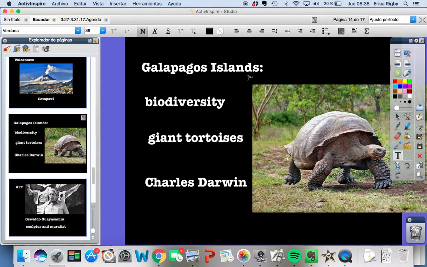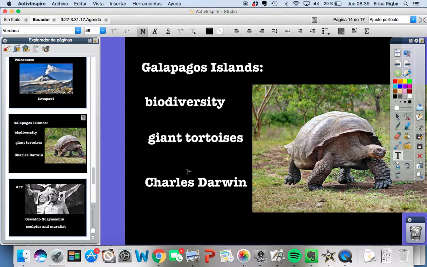The Galapagos Islands are located off the coast of Ecuador. They are a distance out, and so the species that are there are quite unique. And Galapagos Islands are famous as a tourist attraction due to their biodiversity. They are known for their giant tortoises. Here's one of them.